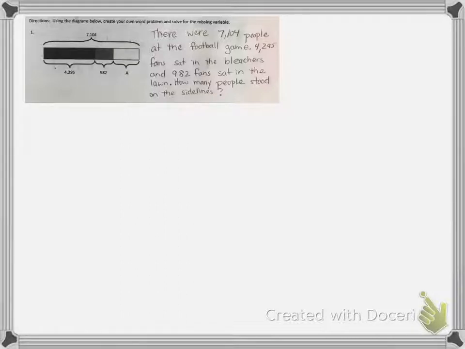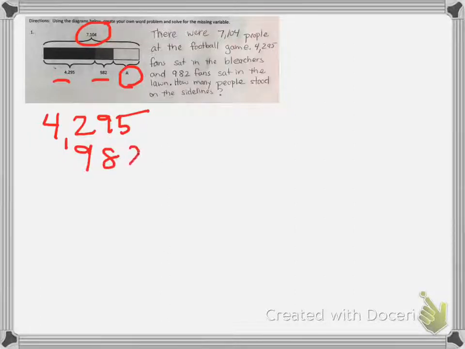Okay, so we have a whole, which is the top number, that's our whole. And then we have two parts that are known. We need to find the missing part, okay? So first of all, our first step is to add those two parts together. We have 4,295 plus 982. We're going to add those together.